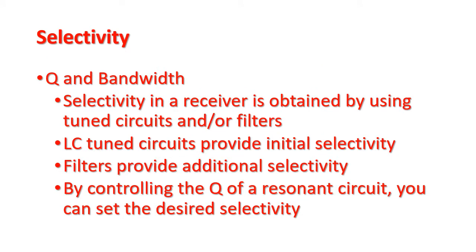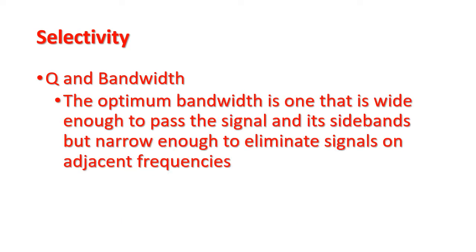Q and bandwidth. Selectivity in a receiver is obtained by using tuned circuits and filters. LC tuned circuits provide initial selectivity, and filters provide additional selectivity. By controlling the Q of a resonant circuit, you can set the desired selectivity. The optimum bandwidth is one that is wide enough to pass the signal and its sidebands, but narrow enough to eliminate signals on adjacent frequencies.